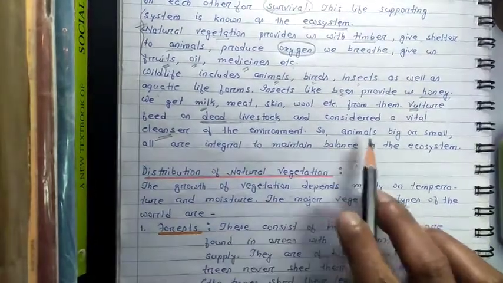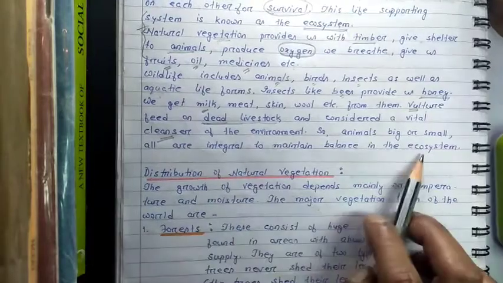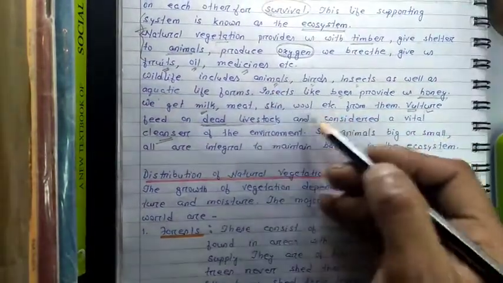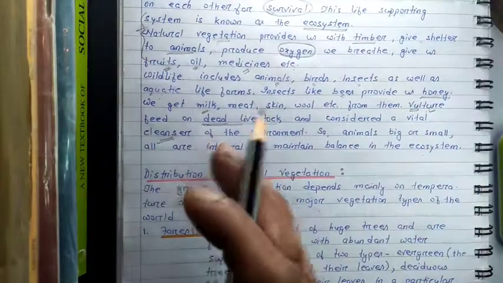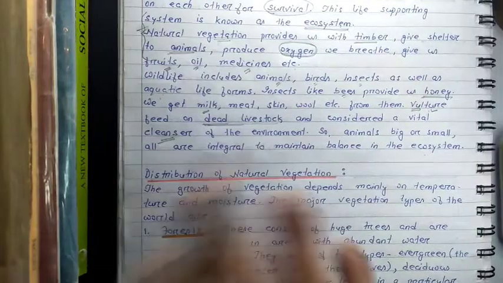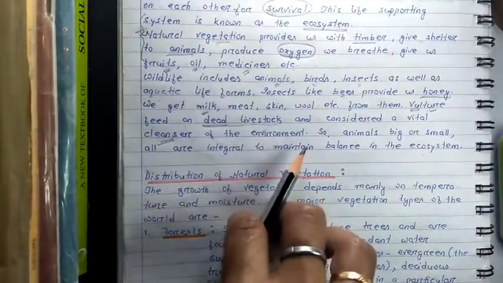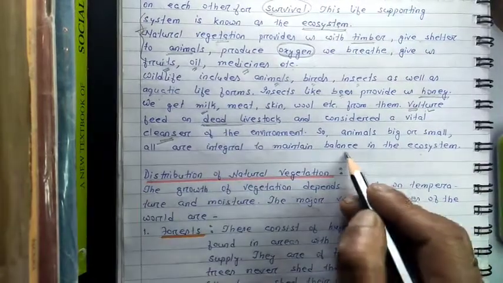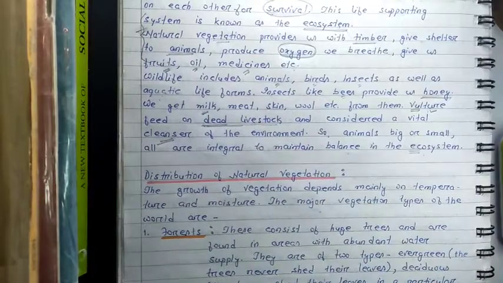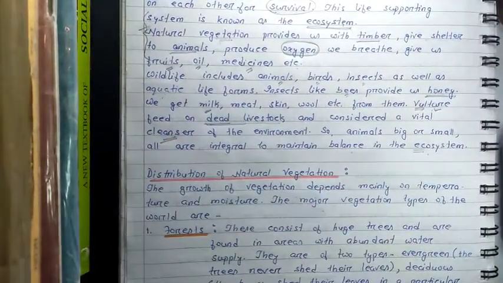So we can say animals, either big or small, all are integral to maintaining balance in the ecosystem. I have taken here the example of vulture or some other small insects, and from here we can easily understand that all the animals and birds, all living beings, are dependent on and interrelated to each other, and thus they help in balancing our ecosystems. And that's why we can say that natural vegetation and wildlife are very much important.